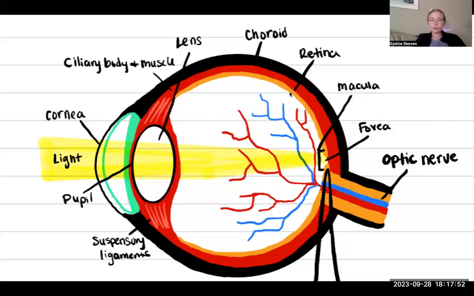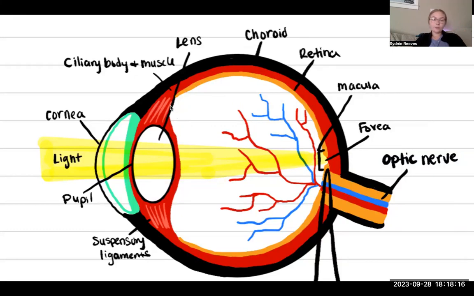And then this orange is going to be the macula or fovea, kind of the macula and the fovea meet there. And then we have your optic nerve, which is what's coming out the back of the eye. And then we have our nerves coming up into the eye, the red and the blue.